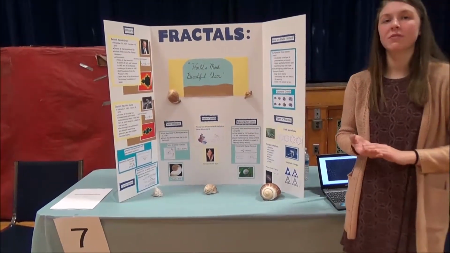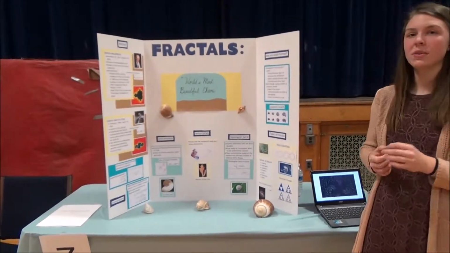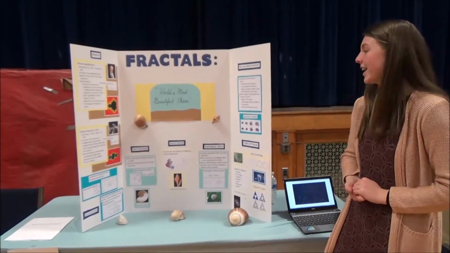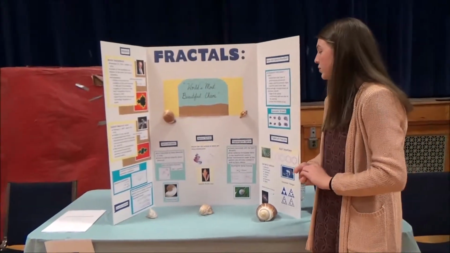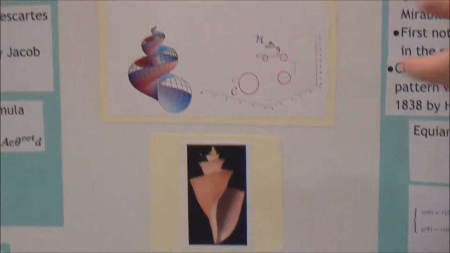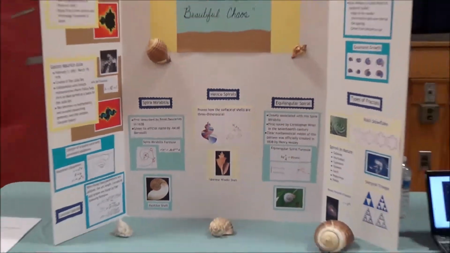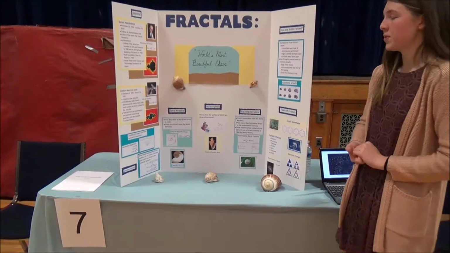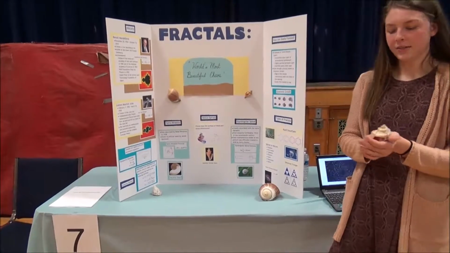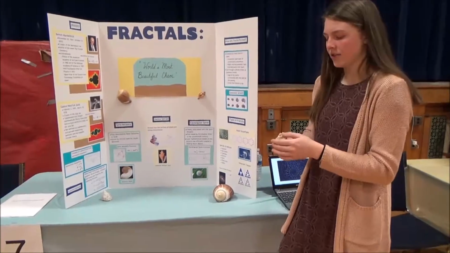There are many places where you can find an equiangular spiral in nature, one being in animal horns, or even something as small as a snail shell. Another type of spiral that I'm going to be talking about today is the helical spiral. This spiral proves how shells are three-dimensional. When broken down into a mathematical diagram, they can be represented here. This represents the mnemonic growth, and this diagram represents its three-dimensional surface. A type of shell that represents the helical spiral is known as the Japanese wonder shell, which is shown here. Again, representing mnemonic growth as it continuously grows, and its surface is three-dimensional.